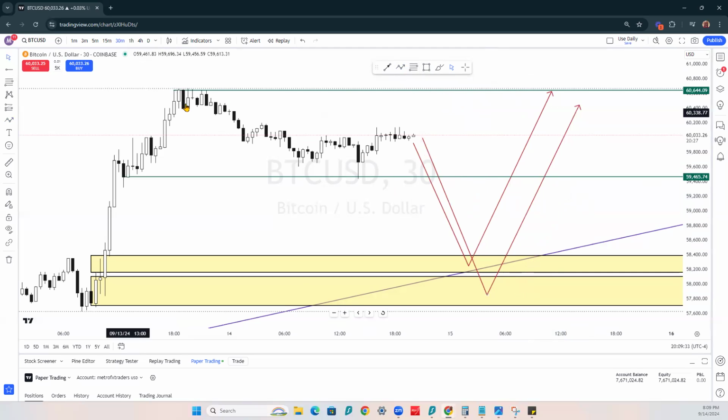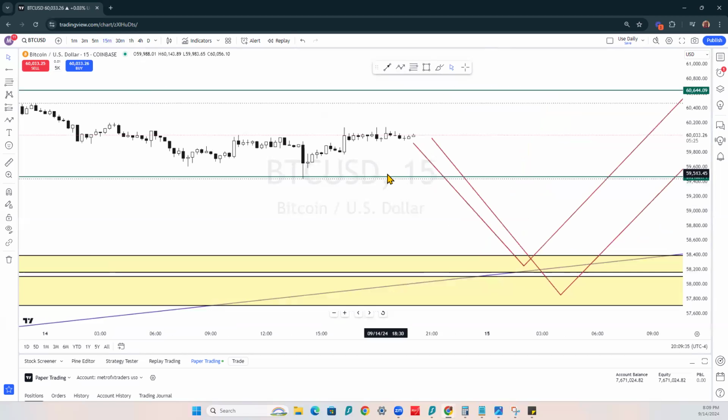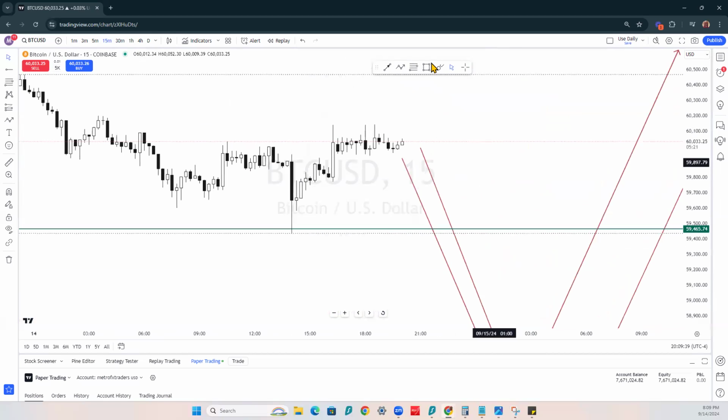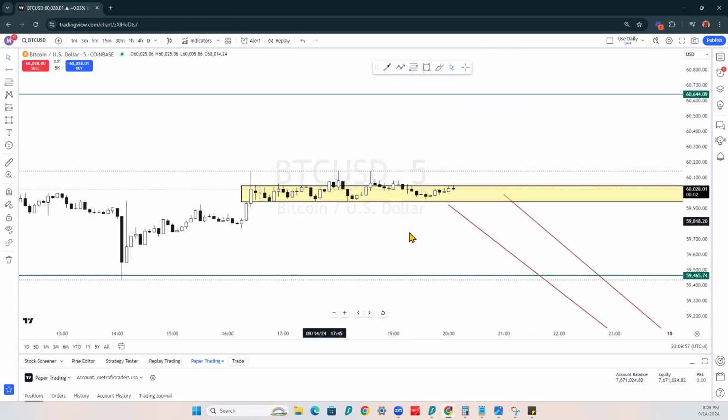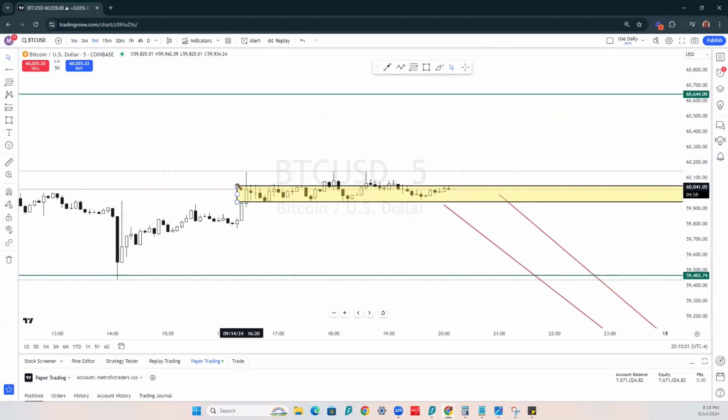So in actuality, if we go down to the 15-minute, what is it doing? Consolidating. Remember, I said never enter the market in consolidation. It's a consolidation right there. It's trending sideways. That's what we call the consolidation. But in the 5-minute, you'll either wait for the consolidation to end.